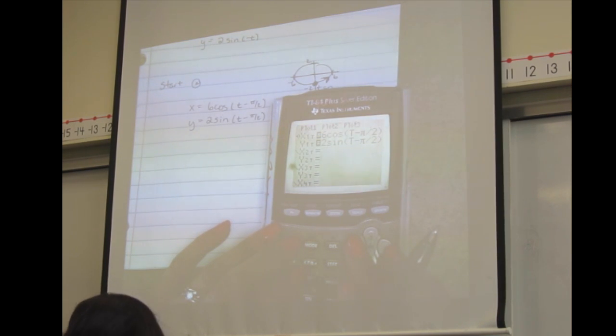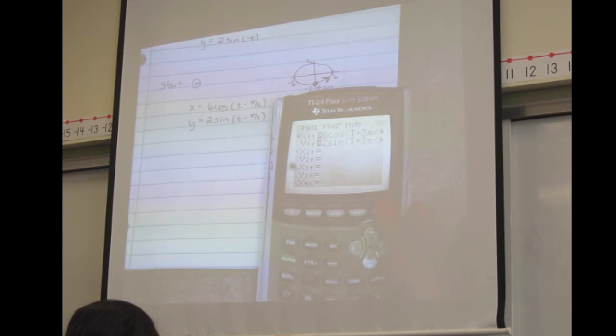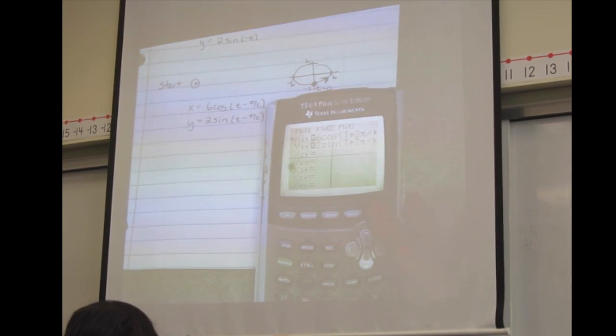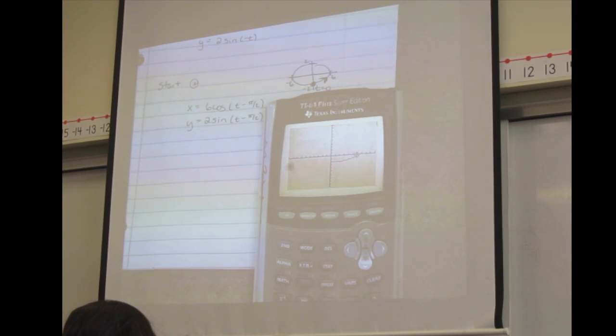So here you could also do it because I had the plus 3 pi over 2. Well, it's still... That puts it at the gap. If you add plus 3 pi over 2, does that work? Oh, there it is.